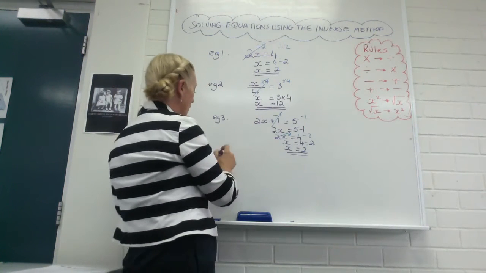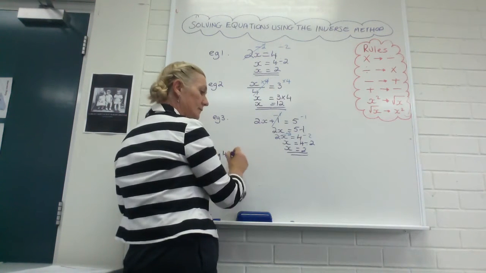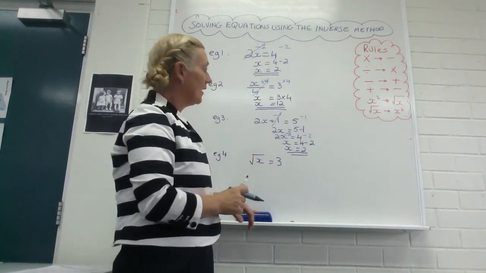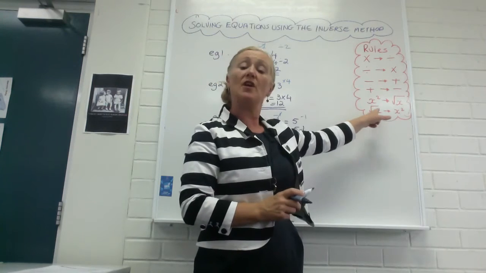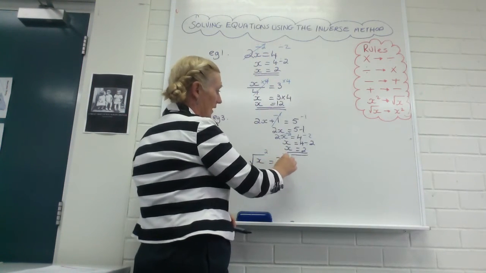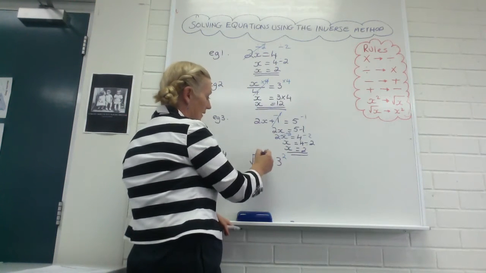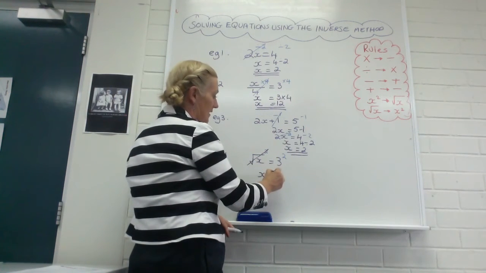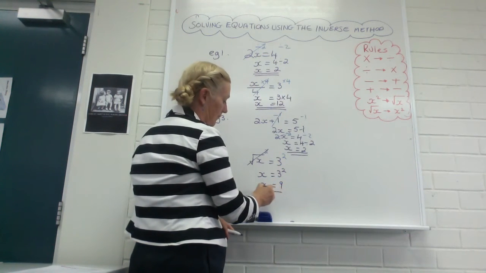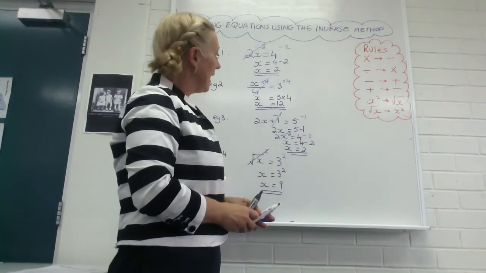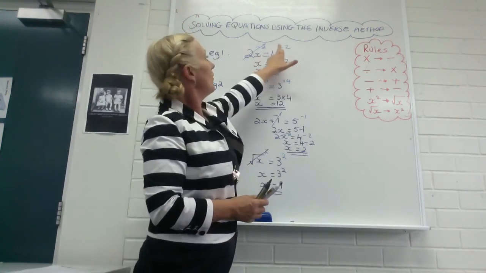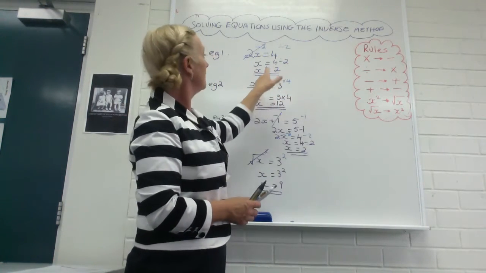Now, number 4. Square root of x equals 3. When we see the square root, we know the inverse is squared. So we square this and we square that. We're left with those going off. X is equal to 3 squared. X is equal to 9. Now as you look at that, notice when I use a different colour pen, I'm showing you the inverse method.